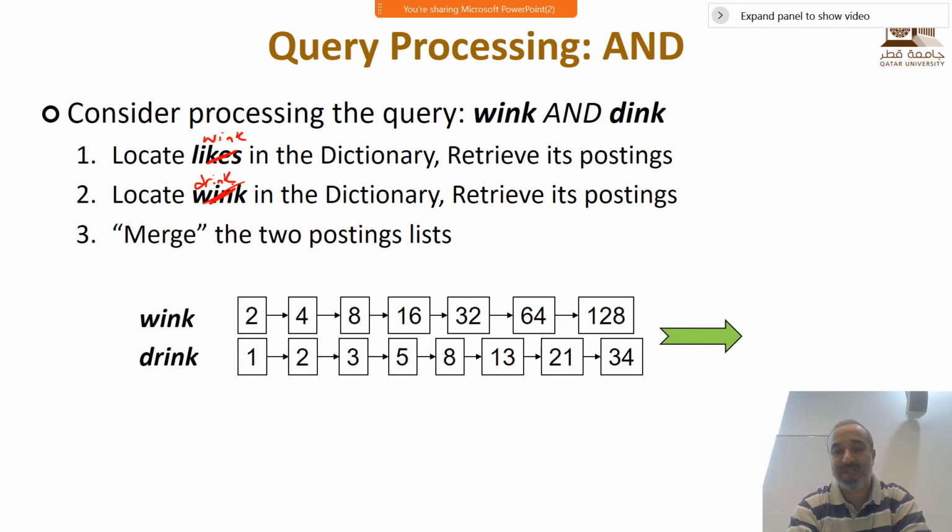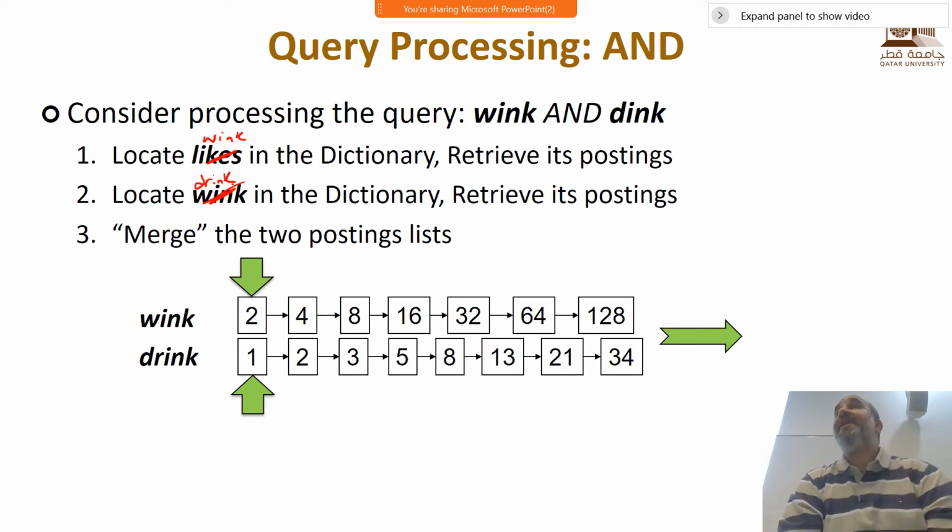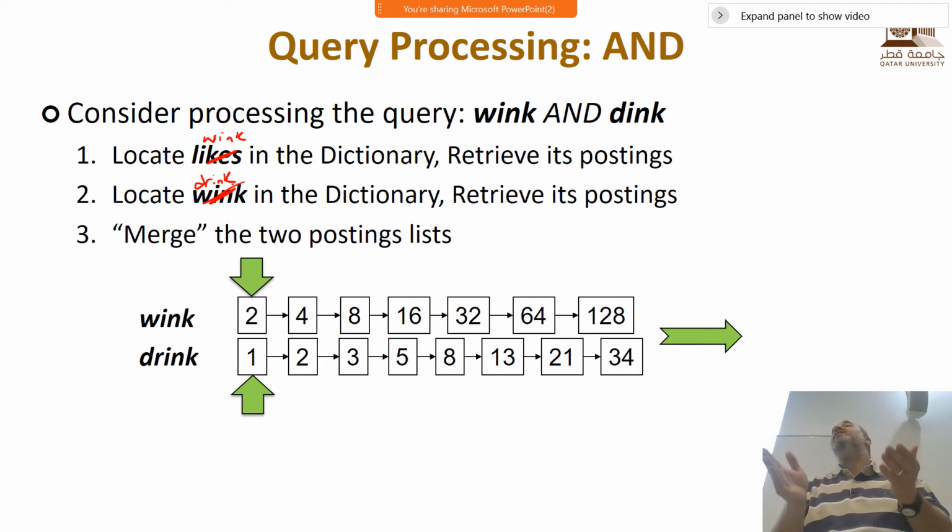We need to merge these two posting lists somehow. Here is how. We start with the beginning of the lists, and we compare the numbers that we are pointing at. Are these numbers the same? Remember that we want to get the numbers that will be the same across the two lists, because we are doing AND here. So 1 is not 2, so it's not a match. What should we do? We should advance which one? The smaller. We should not advance the largest, because if we advance the largest, 2 is gone. So we advance the smallest.